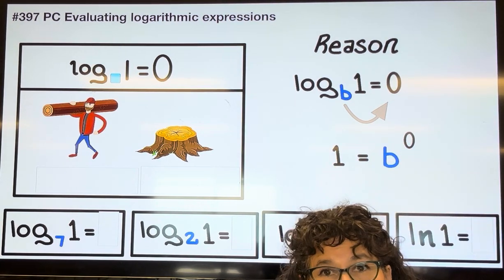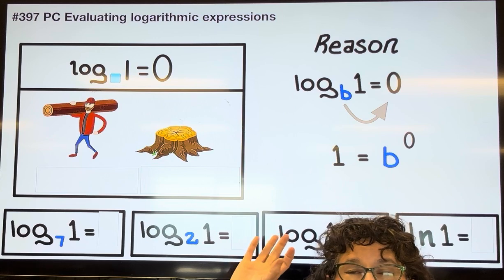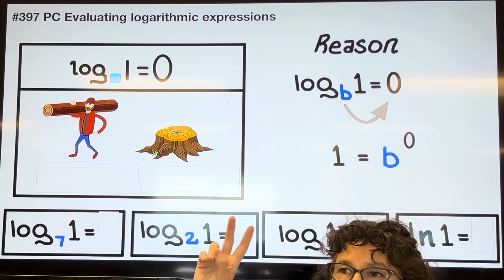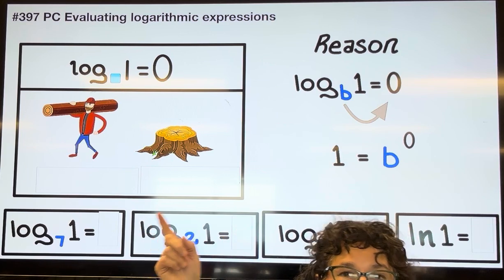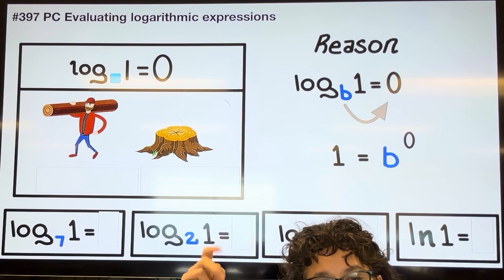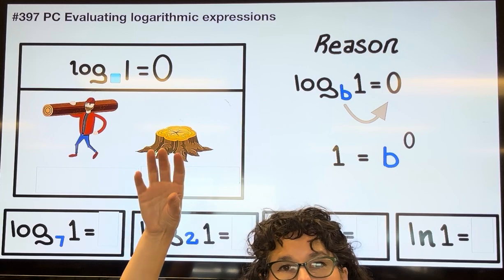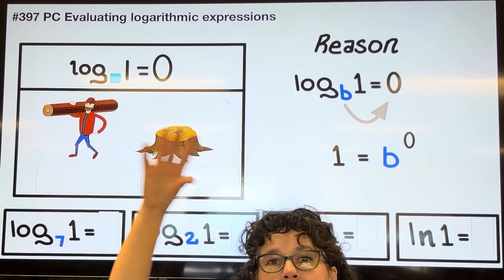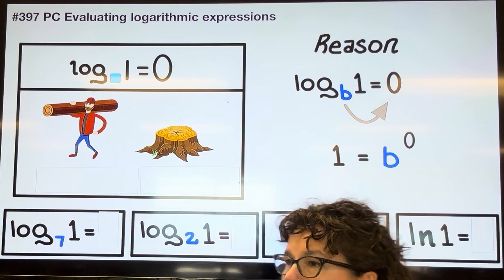Another way to think of this property is logarithms and exponential functions are inverses of each other. So if you remember finding inverses, we took our x's and y's and we swapped them. So anything to the 0 power equals 1. So the log of 1 is always equal to 0.